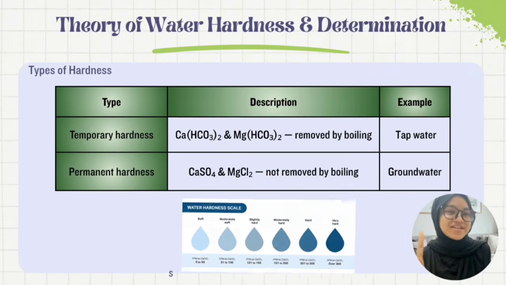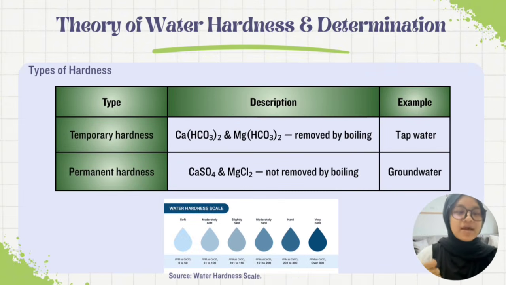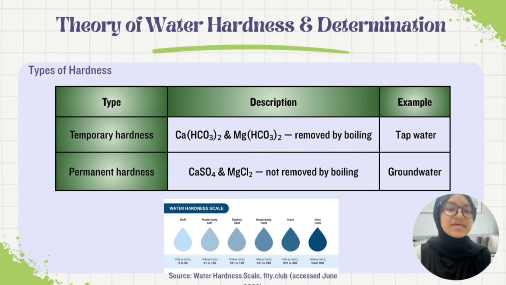There are two kinds of hardness. Temporary hardness comes from bicarbonates, which you can remove just by boiling the water. Secondly, permanent hardness comes from sulfates and chlorides, and this time boiling won't help. To make it clearer, here's a scale. Soft water is below 60 mg per liter, while anything above 180 mg per liter is considered very hard. That's why we use charts like the one from Philly.club to visualize these ranges.